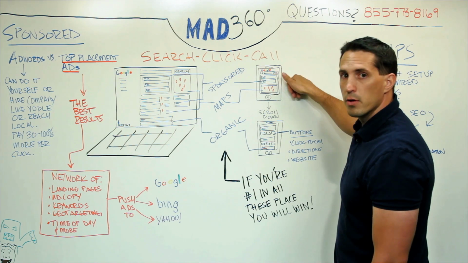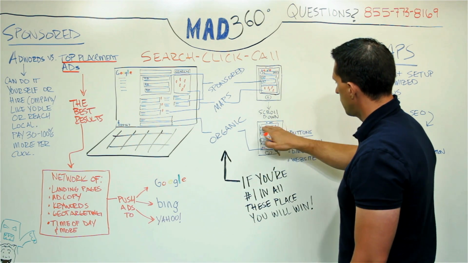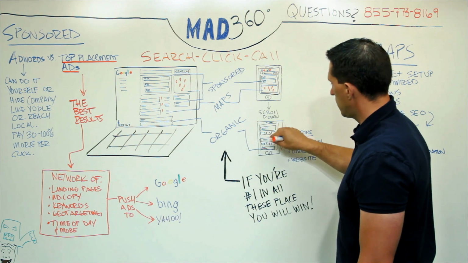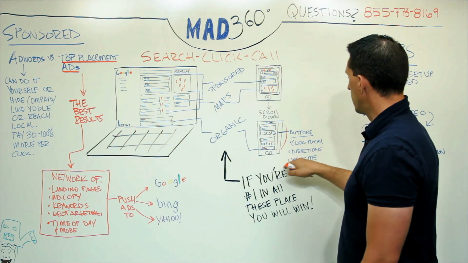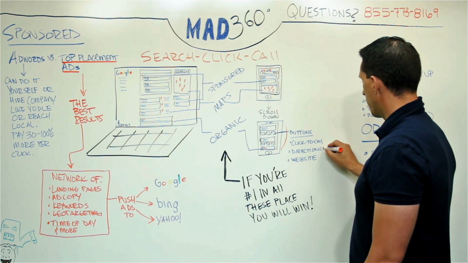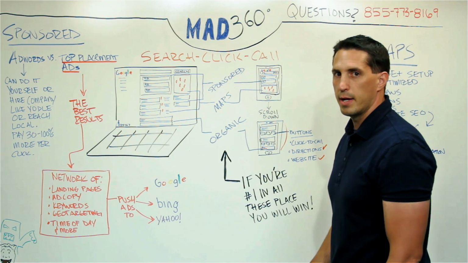Now, if you scroll down a little bit, you're going to see a layout right here that's still the maps, but it's a little bit different. It's going to have the business listing, and then below that, three little buttons. You've got click to call, directions, and website. So these buttons are interactive and dynamic for you.